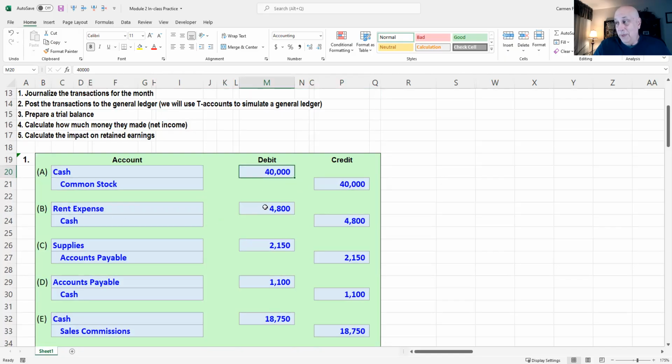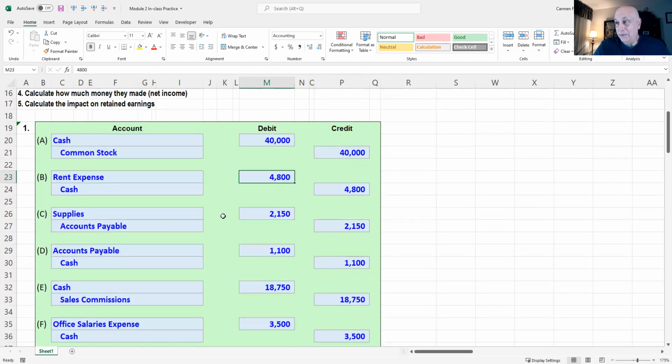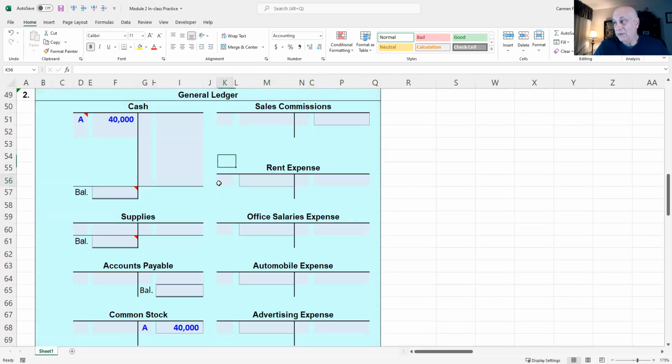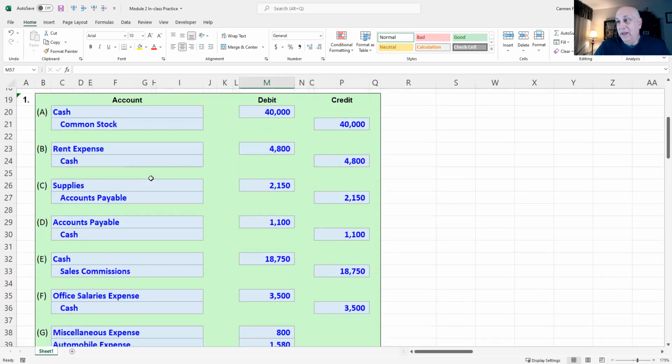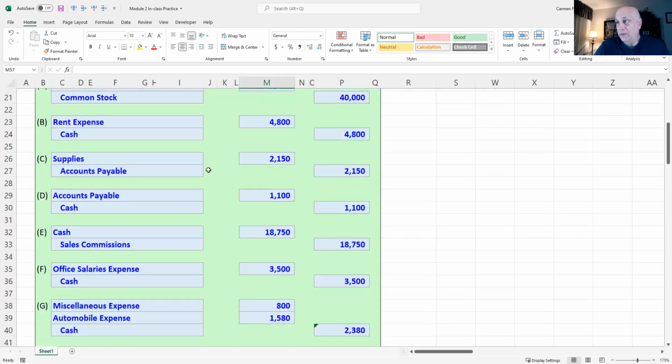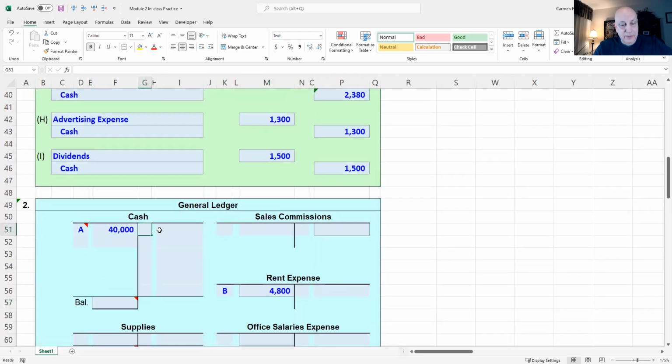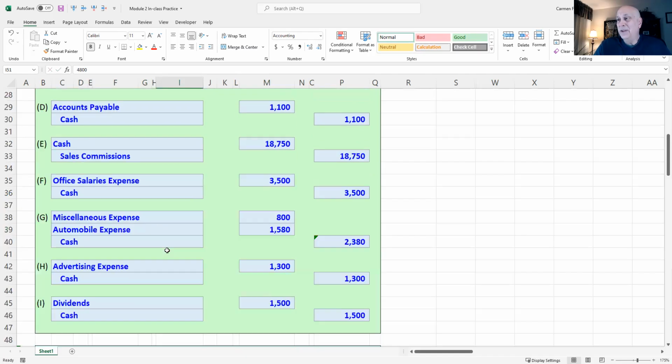So let's look at the next one, rent expense, $4,800. Let's find that account for transaction B, rent expense, $4,800. So let's put that in here, $4,800. Okay. And then the other part of it is cash going down, $4,800. We find the cash account, and for transaction B, we'll put the $4,800 as a reduction in cash. Again, you don't have to put a negative 4,800. You don't do that. Just put 4,800. Just because it's on the right side of this T account, we know it's a reduction in cash.